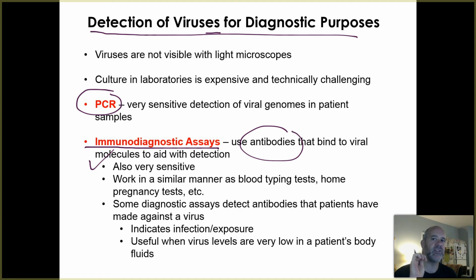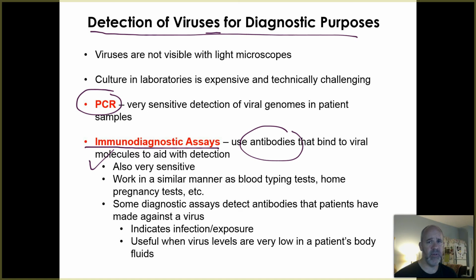Or if you've ever had a rapid strep test, or if your kids had a rapid strep test at the doctor's office, those work pretty quick and they're very sensitive, and that's also an immunodiagnostic type of assay. We'll see some examples of those a little bit later in the semester.